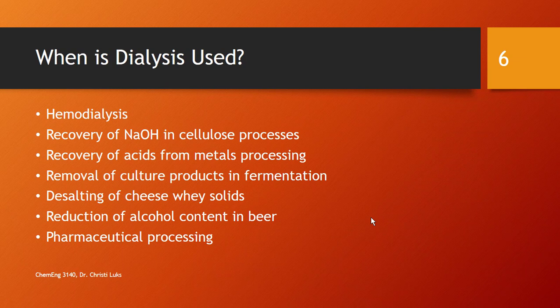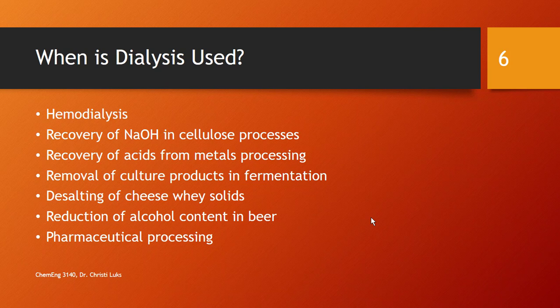So finally, why do people use dialysis? We've all heard of hemodialysis, but that's usually what most people simply call dialysis. But there are many other applications. When you're doing cellulose processes, you usually add sodium hydroxide, and then at the end, you need to recover that. And so dialysis can be used for that.